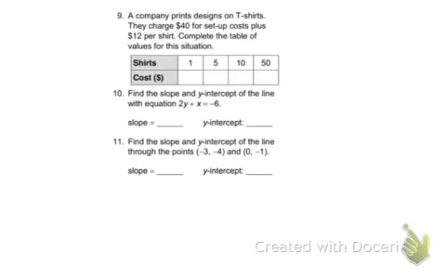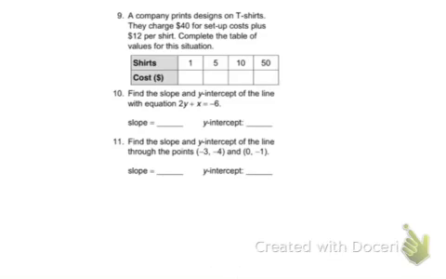Alright, let's take a look at problems 9, 10, and 11 on the Module 12 study guide. Number 9, a company prints designs on t-shirts. They charge $40 for setup costs plus $12 per shirt. Complete the table of values for this situation.